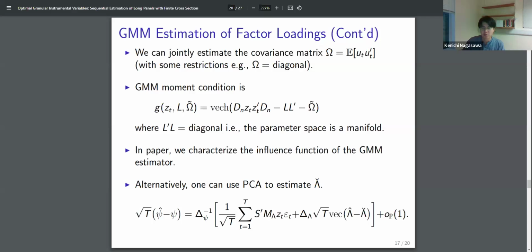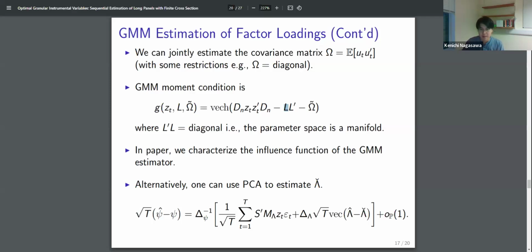one restriction is that you assume diagonality of this covariance matrix, which allows for different variances across units, but you are not allowing for correlation across units. But the point is that under this moment, you can estimate the lambda check and also the covariance matrix of idiosyncratic shocks. And one tricky thing about this GMM moment condition is that the parameter, the factor loadings, lives in a parameter space that is a smooth manifold.